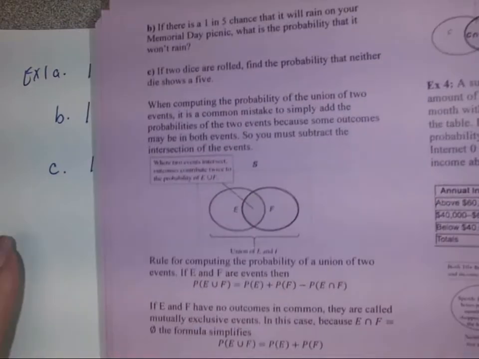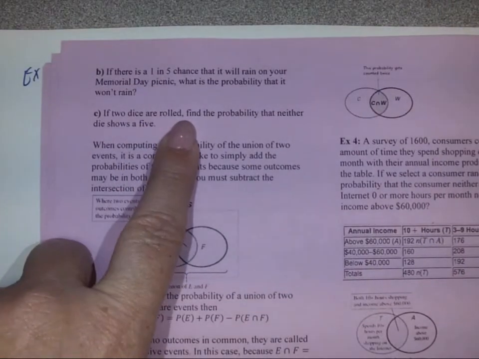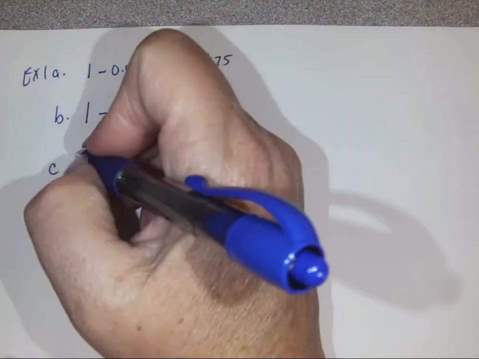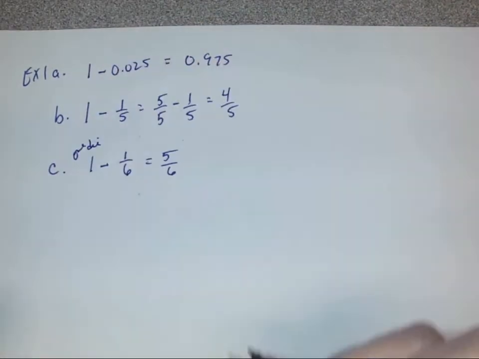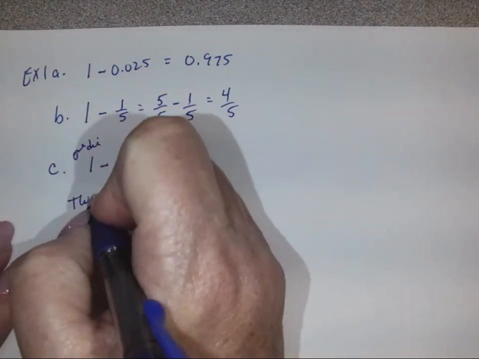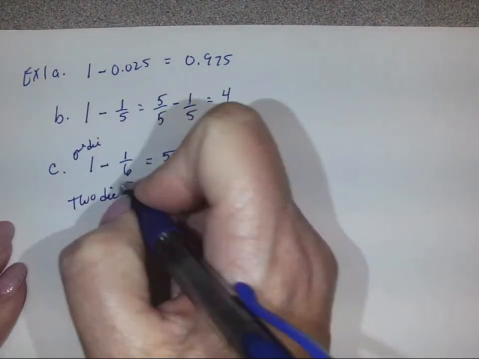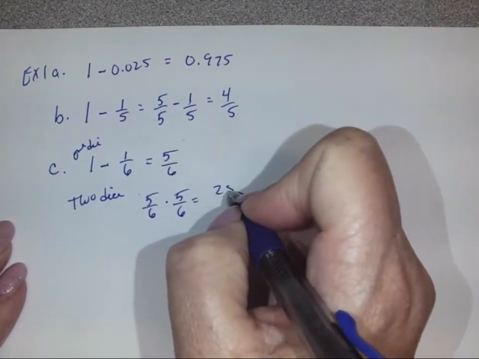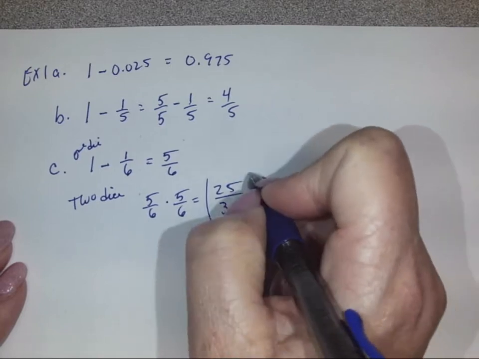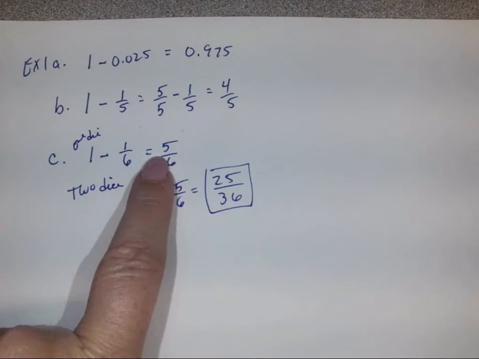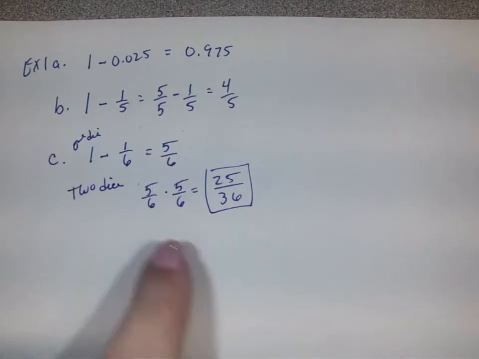Now we were talking about if 2 dice are rolled. So this is for 1 die: the chance of not getting a 5 is 5 out of 6. For 2 dice, we have to take 5/6 times 5/6, and it'll be 25 out of 36. So you have to find the probability of not getting a 5 on 1 die, and then multiply it by itself to get the 2 dice.